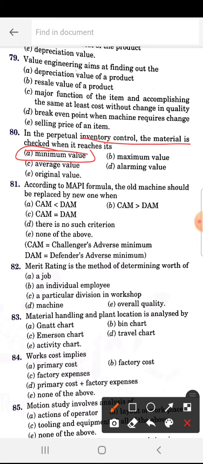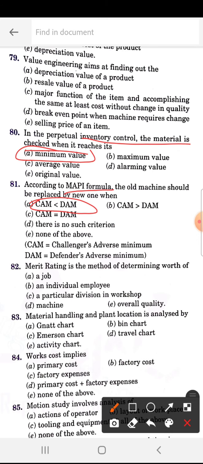Next, according to the MAPI formula, an old machine should be replaced by a new one when... 81 is A, CAM is less than DAM. So when CAM is less than DAM, we will replace the old machine with a new machine.